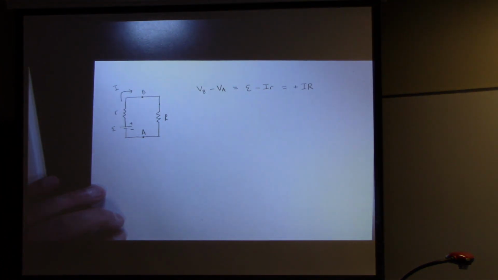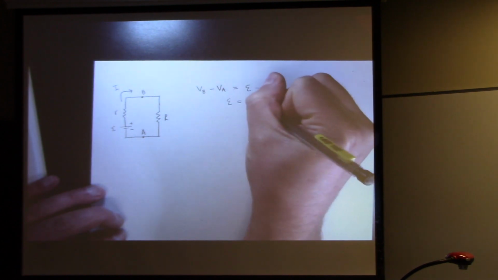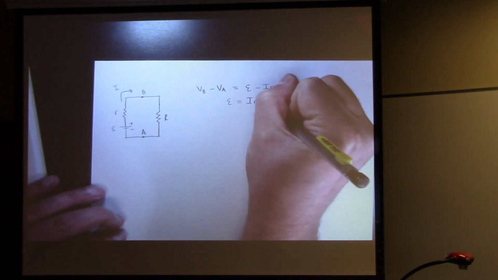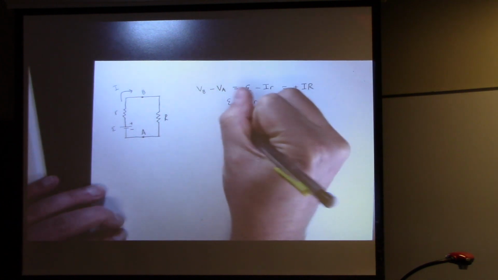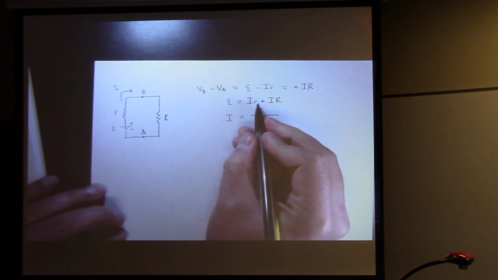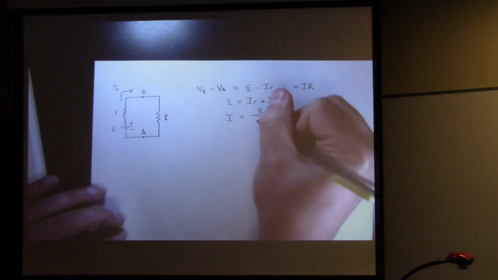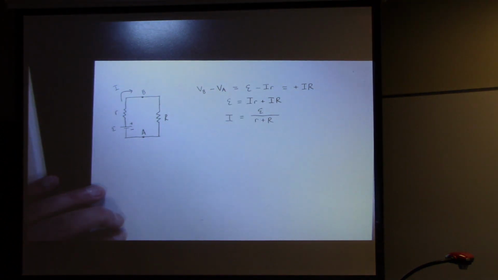If you look at this equation I just wrote, it's going to help us solve for I, the current. If I rearrange this to say epsilon is equal to I times little r plus I times big R, and solve for I, that's just epsilon divided by little r plus big R. That's the factor we get when we pull out I.